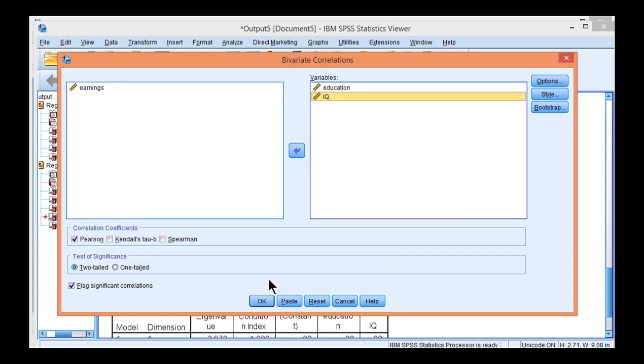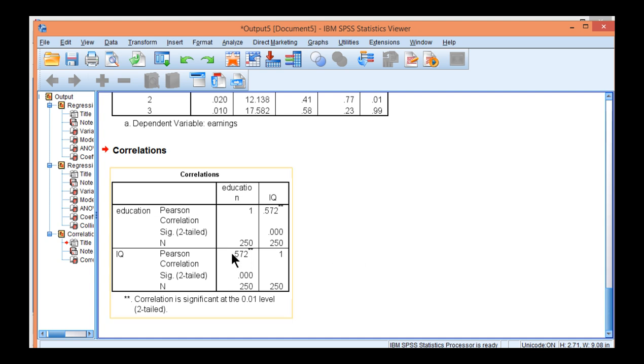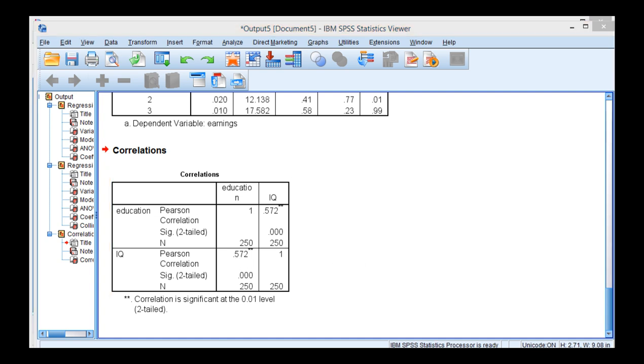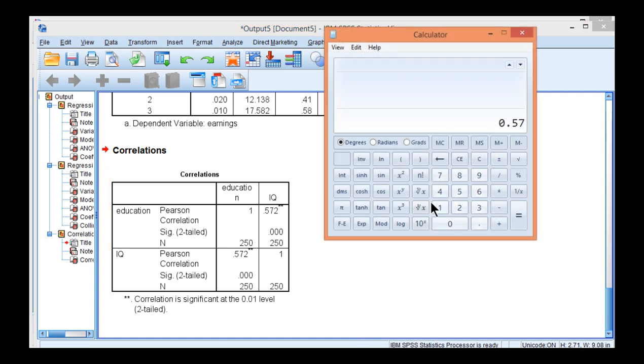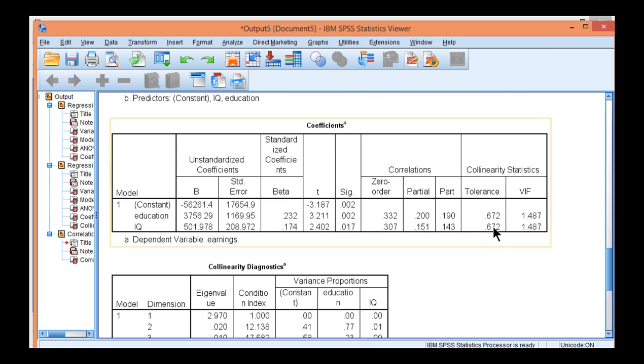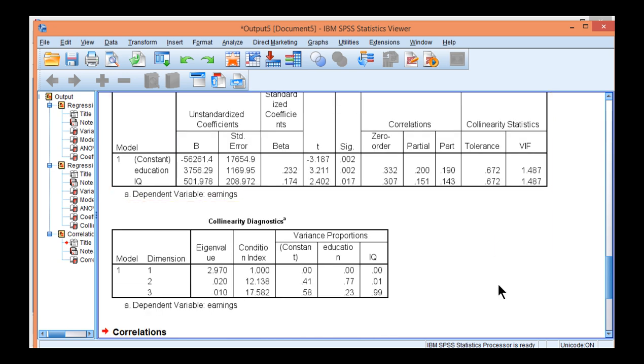I'll show you how tolerance is actually calculated. You get a 0.572 correlation. So if I square that, 0.572 times 0.572, I get 0.327. If I subtract 0.327 from 1, 1 minus 0.327, I get 0.673, which, rounded, is the same thing as the tolerance level here. So tolerance is 1 minus r squared, where r squared equals the association between the predictor and the other predictors in the model.